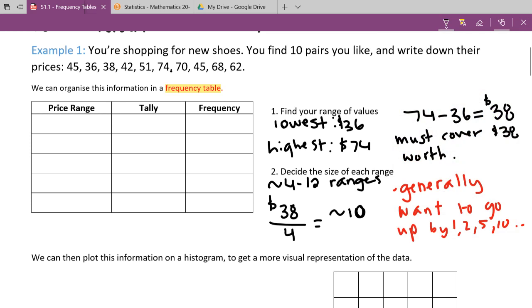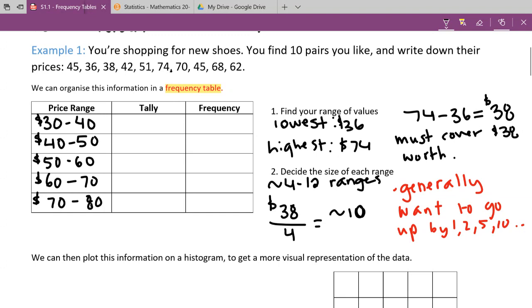So that helps me decide my range. And again, we don't need to start from our lowest number. My lowest price was $36. I'm going to say that my first price range is between $30 and $40. My second price range, it has to be continuous, I can't skip anything in the middle, is from $40 to $50. I'm going to then go 50 to 60, 60 to 70, and 70 to 80. So we actually ended up with 8 different ranges that go up by $10 each range.